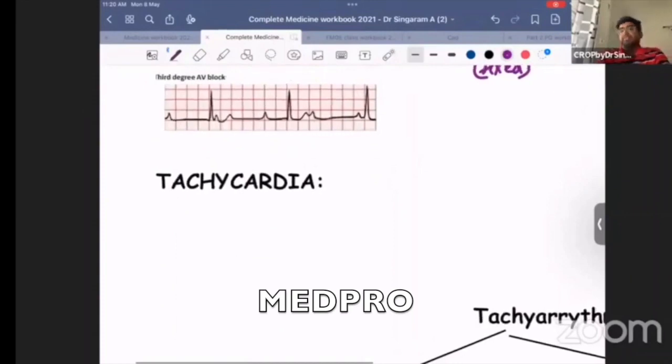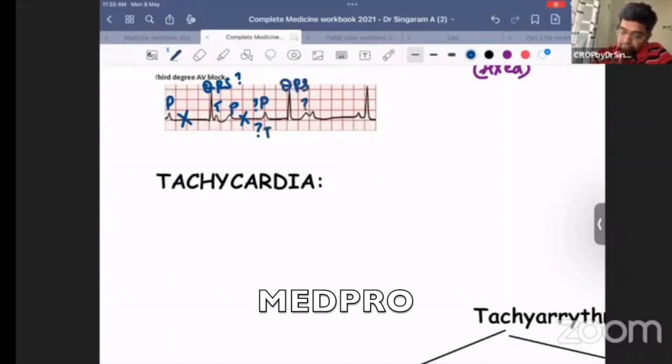Then we move on to the last one. What is the last one? The last one is third degree heart block. In third degree heart block, you see here, it looks like a P wave, but there is no QRS. But here it looks like a QRS, something like that, or T wave. Is it a P wave, or is it a T wave? This is like a QRS. This is query P wave, query T wave. I am not able to make a definite relation between the P wave and the QRS complex.